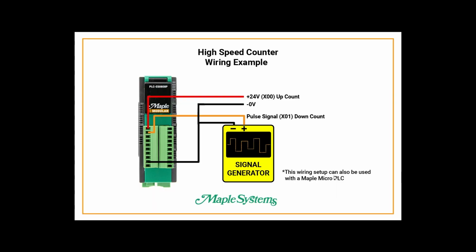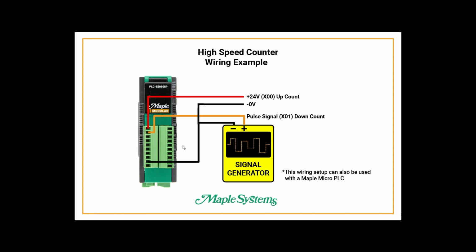Here is a wiring diagram for a high-speed counter using a Maple Modular PLC. In this example, I'm sending an input signal from a signal generator going into X01, and that will initiate a pulse and a down count. To initiate an up count, I will be sending 24 volts into X00. Keep in mind that this setup can also be used for the Maple Micro PLCs as well.